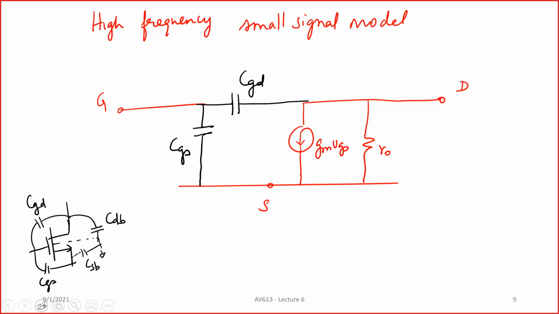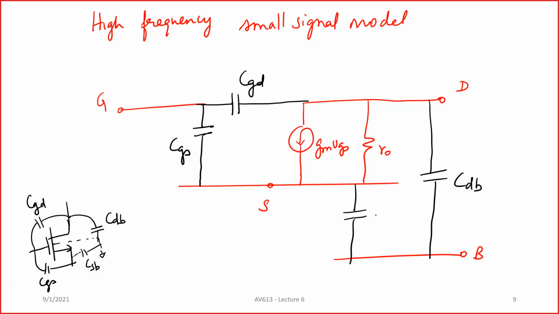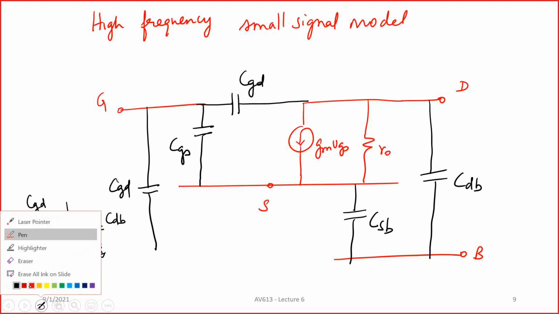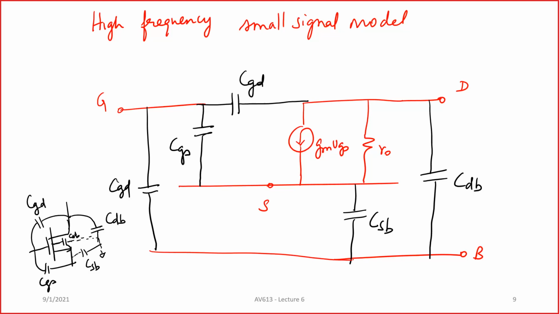Now let's introduce the other terminal, the bulk terminal, or the body terminal. What are the capacitances that you're going to see? One capacitance like this, which is your CDB, and you also have a CSB. In fact, you'll also have one CGB, gate to bulk capacitance, right? All right. Now, this is your high frequency small signal model. Basically, we took the device and added all the capacitances that are there.